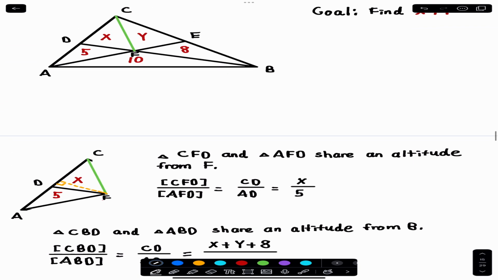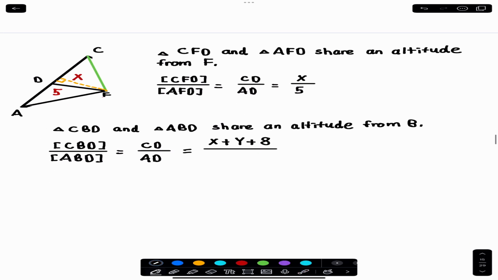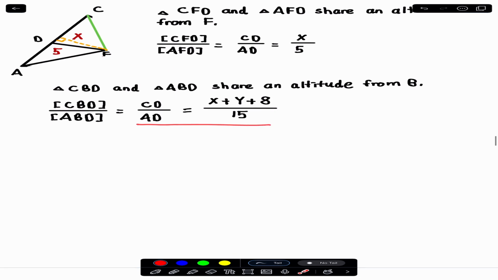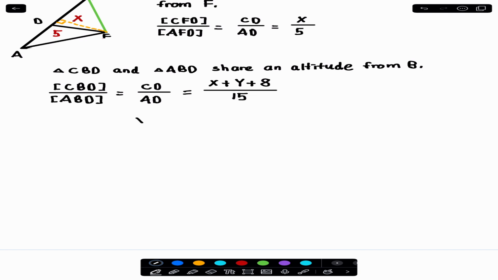And AD is made over here. The area of triangle ABD is made up of these 2 areas, 5 plus 10. That's 15. If CD over AD is equal to x over 5, CD over AD is equal to x plus y plus 8 over 15. Guess what? We can set them equal to each other. And now we have our first equation.